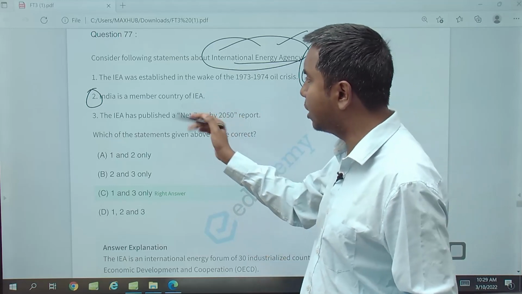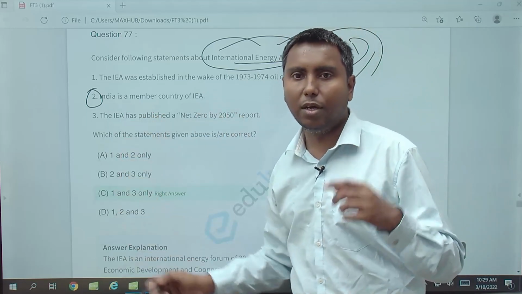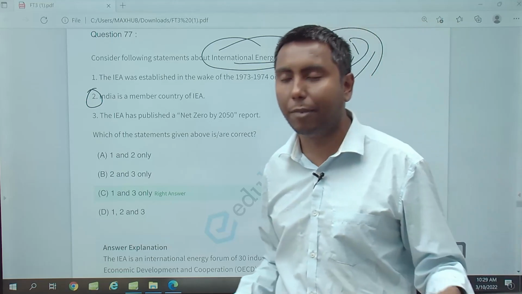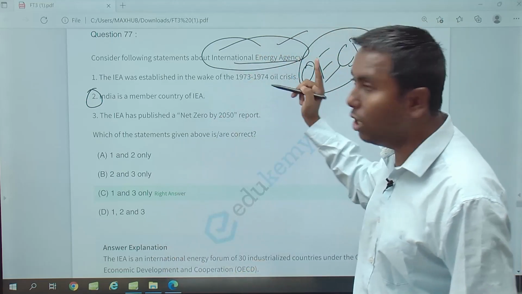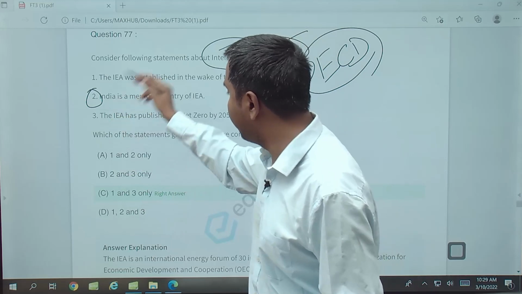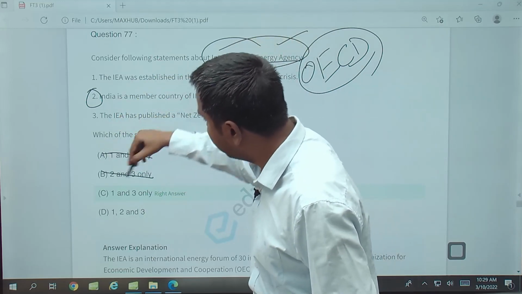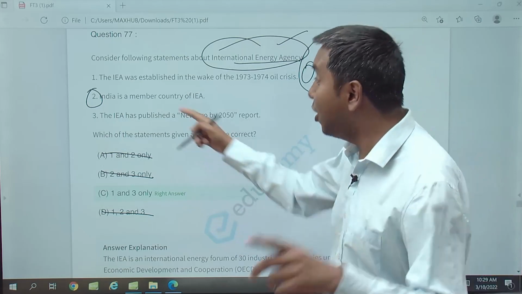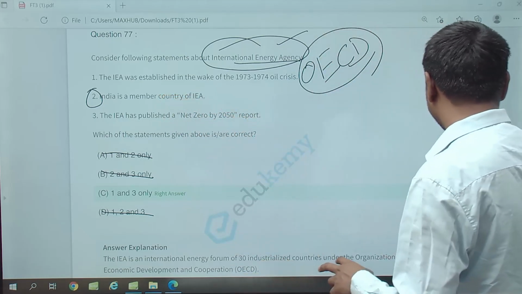So this was the easy question, if you knew this fact that India is not a member. India cannot be a member of IEA. Only OECD members can be. So if you remove 2, then the only option left is 1 and 3 only. So this was an easy question if you knew statement number 2.